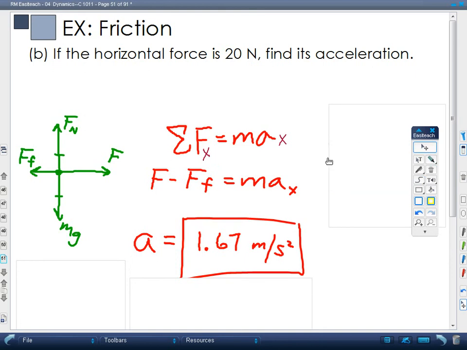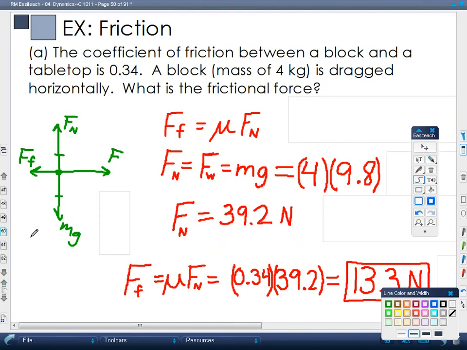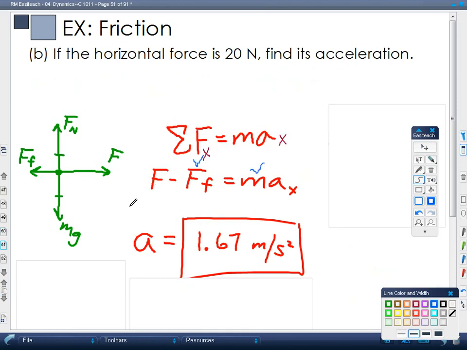So what I did here with the blue arrows that I just deleted is I was simply checking off the stuff that we know. And the stuff that we know is we know the force of friction from the last slide. We know the mass. It was in the last slide. It was 4 kilograms. And we know this force F. So I'm not going to bother showing you how to do all the plugins. It's 20 minus 13.3. Then divide that by 4 and you get 1.67 meters per second squared.